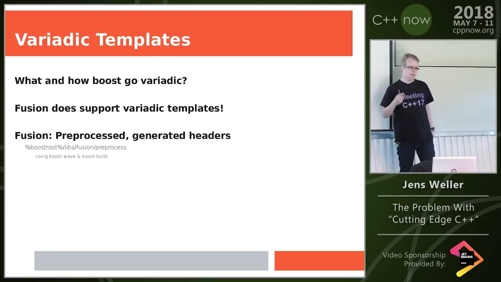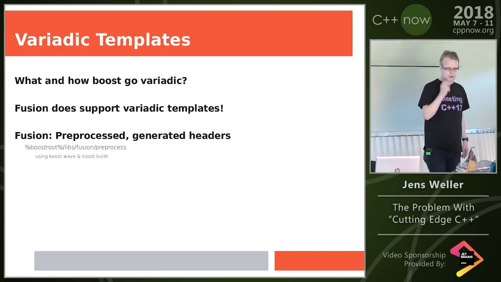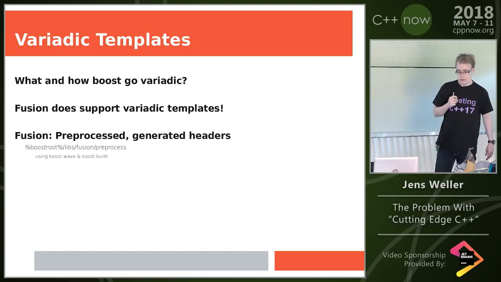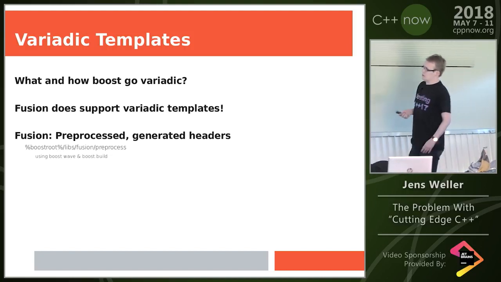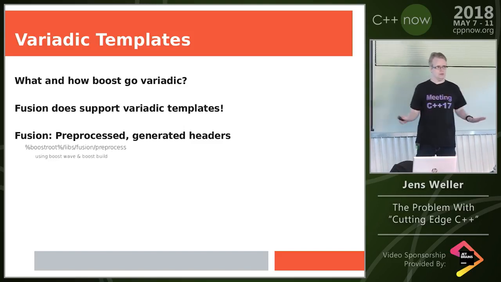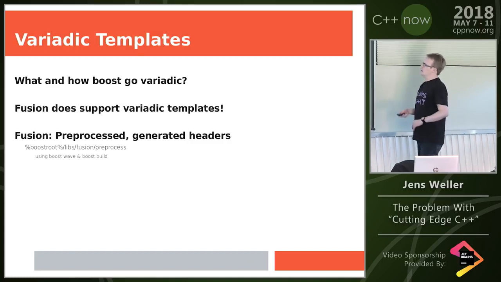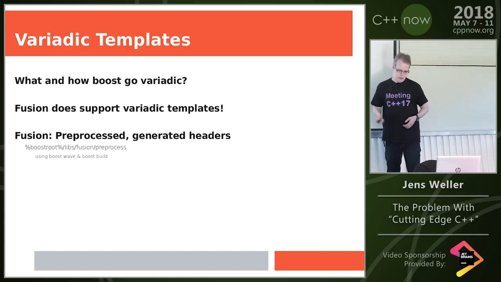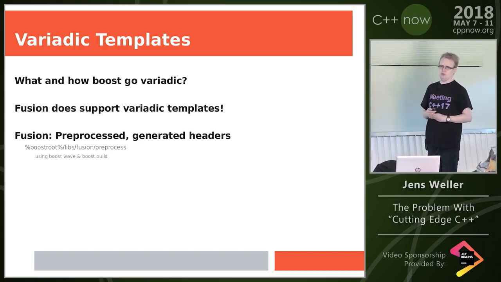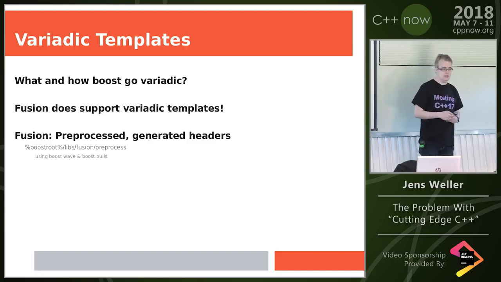Fusion is doing the code generation very similarly, but they choose to do it in a bit of a different way. Fusion does not use Python scripts, they didn't update the Python scripts like they could have from MPL. They actually use an approach which uses Boost Wave and Boost Build.